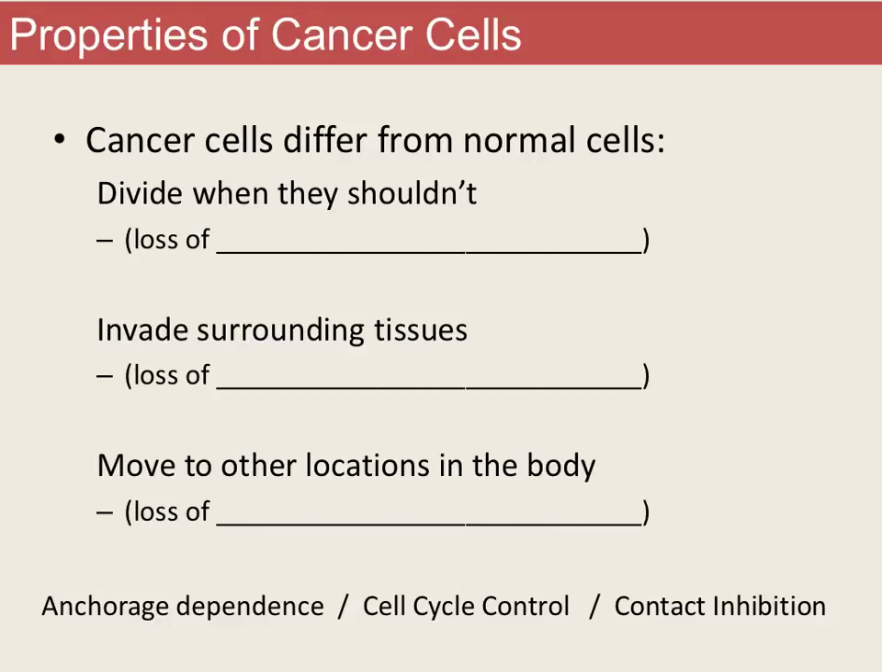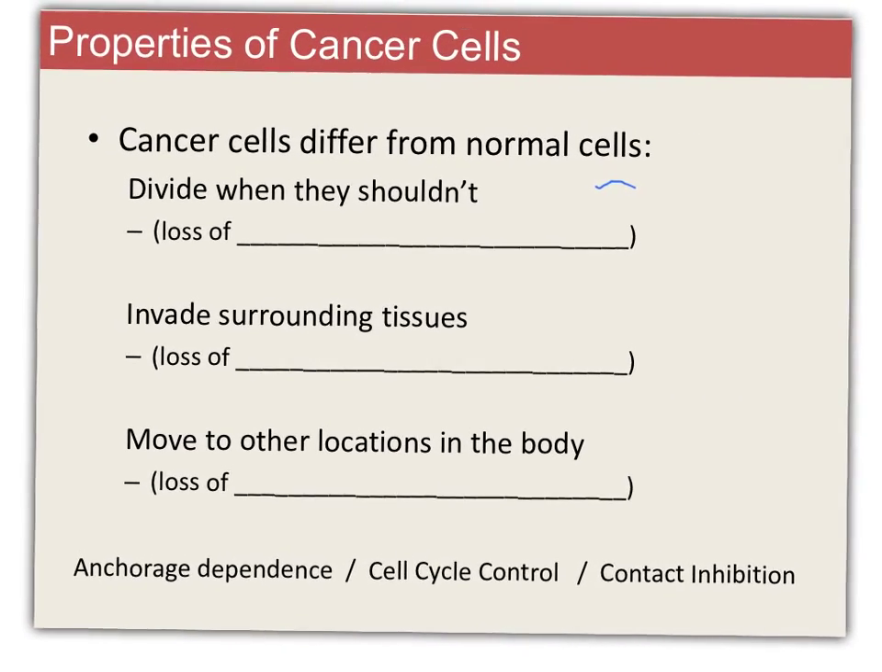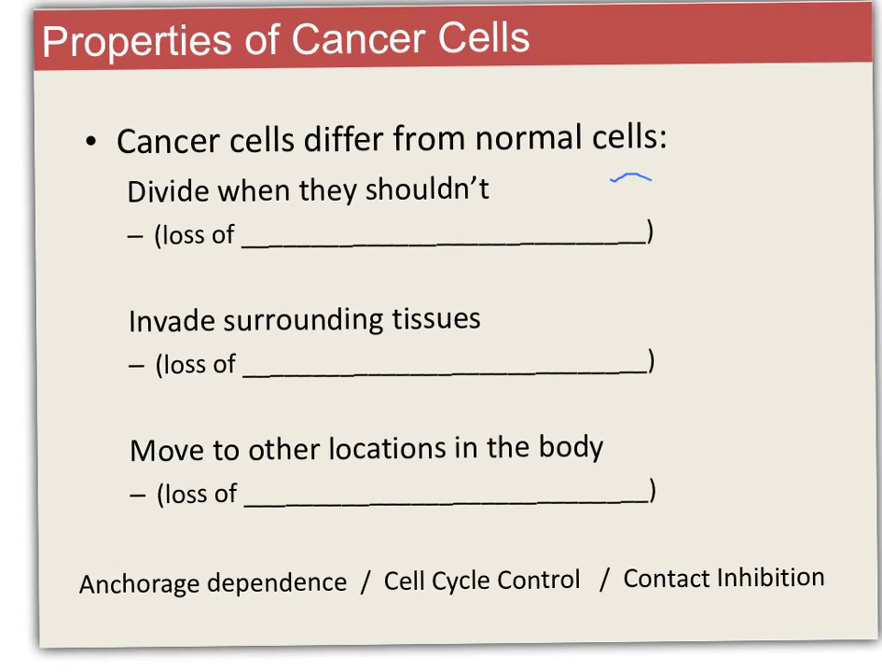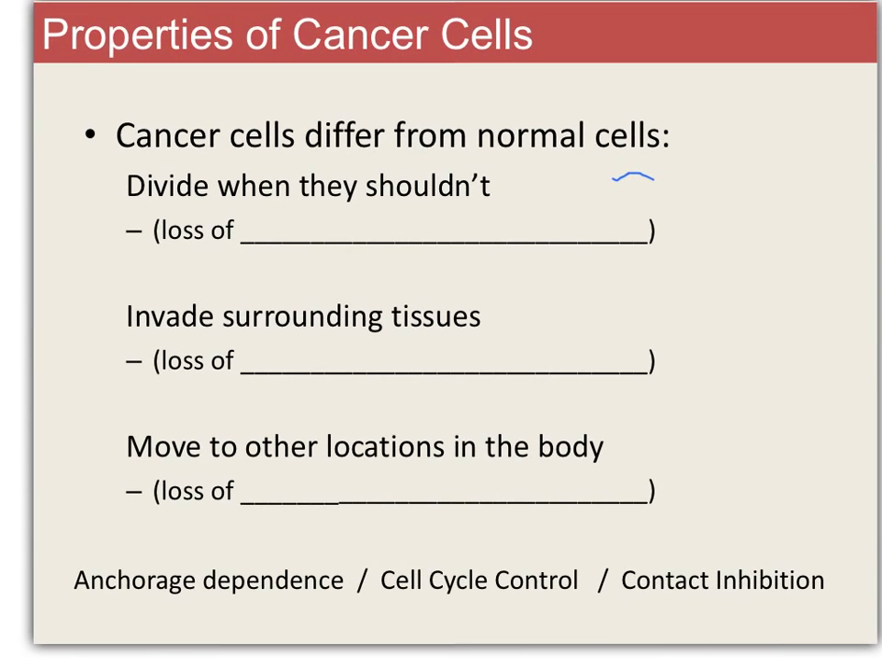So, we want to look down here at the bottom. And we've got anchorage dependence, cell cycle control, and contact inhibition. And each one of these goes up above, either here, here, or here.